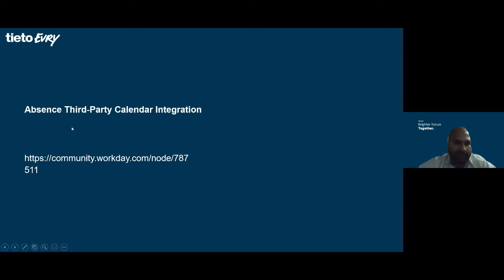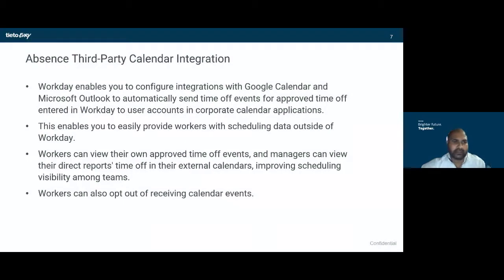Here you can see the community link where you can get a video and a PDF, and also the content which is part of this absence third-party calendar integration on the community. So in this particular upgrade, for example, if you have entered a time off into your calendar, that calendar will be synced to your Outlook or Google Calendar, so that the Workday calendar and the Outlook and Google Calendar will be in sync with the Workday system.